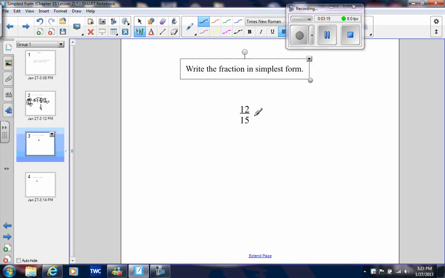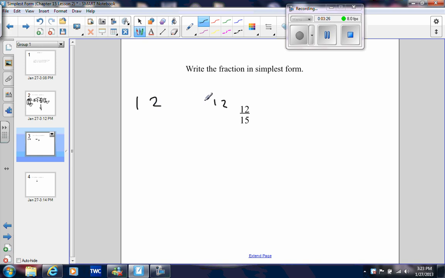All right, this next one, looking at 12/15, the ways I can make 12. I've got 1 and 12. I've got 2 and 6. I've got 3 and 4. These are called factor pairs. 1 times 12. That's a pair. So it's like a pair of shoes where you have a left foot and a right foot.